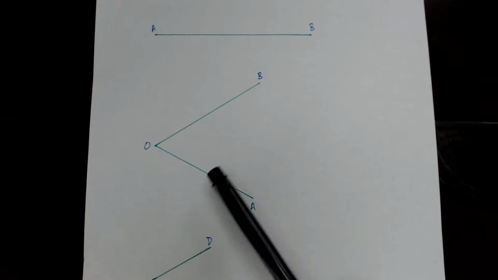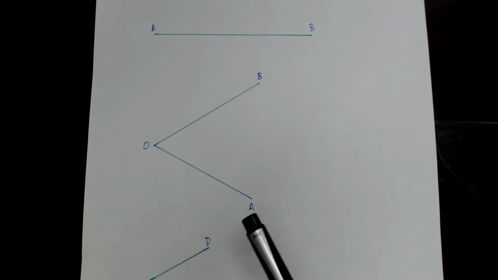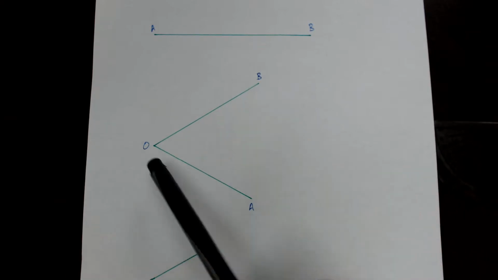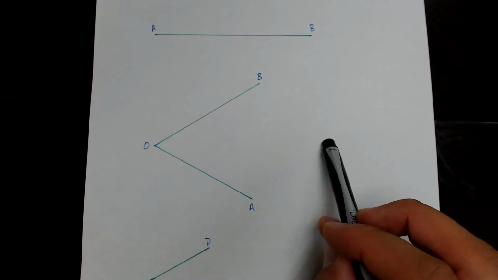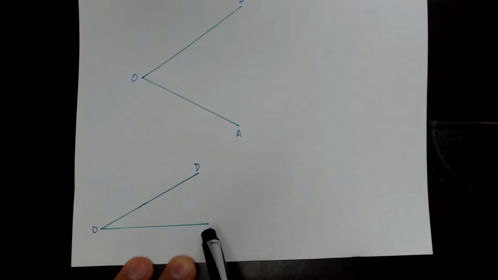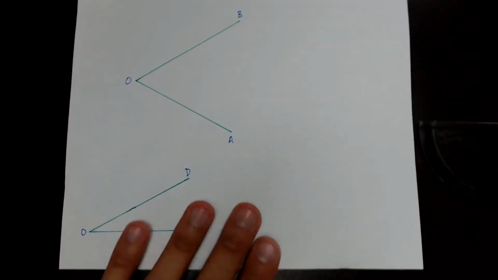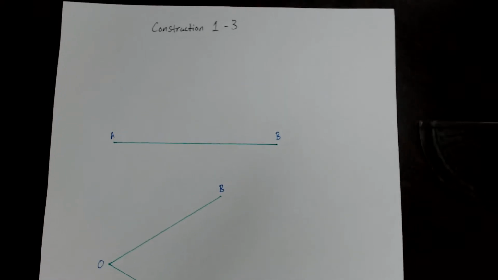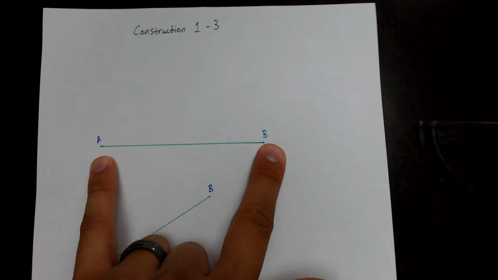The next one is to bisect an angle, AOB or BOA. So we have to construct a bisector of that angle. So measure the angle in half with a straight line. And then the last one is to copy a given angle. So to take angle COD and then make a copy of it over here. So let's start with the first one, constructing a perpendicular bisector of a line segment.